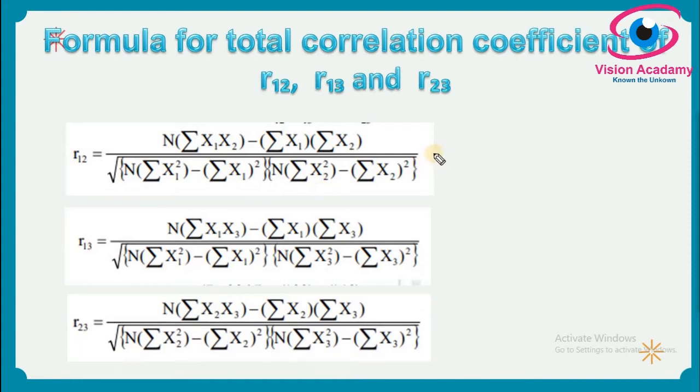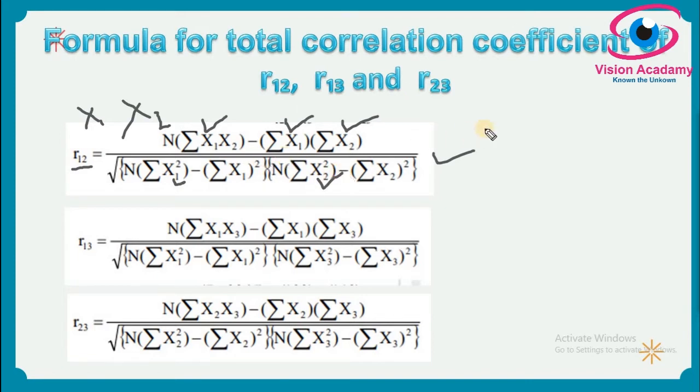So these are the respective formulas. This is the formula for R12. In case of R12, the zero order correlation coefficient, we will use all the combinations of variables x1 and x2. We will use all other observations. So what are all those other things? We have to multiply x1 and x2, so we need the summation of x1x2, and we need the summation of x1. We need the summation of x2 also, and we need x1 square, so the summation of x1 square, and we also need the summation of x2 square. So this is the required information.